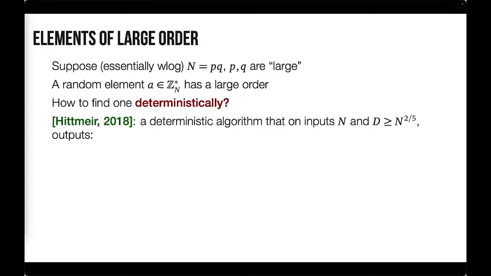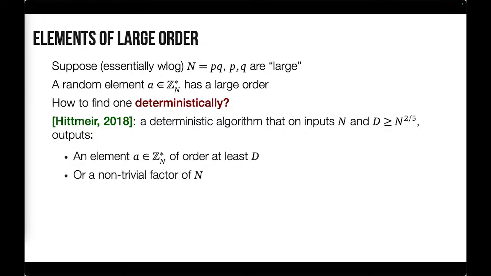So Hittmeir found an algorithm. He gave a deterministic algorithm. It gets as input n and the target order d that you are trying to get. And d needs to be pretty large here, at least n to the 2/5. And it either finds an element whose order is at least d, or it finds some non-trivial factor of n. Or it says that n is prime, okay? But let's not worry about prime numbers. Let's assume our input is a composite number.